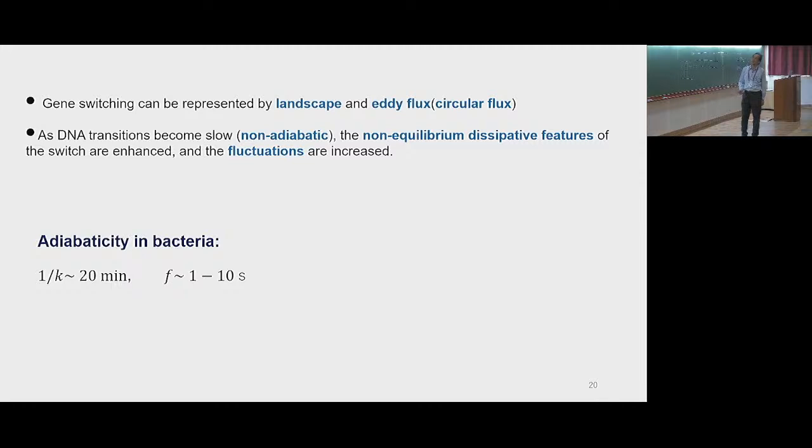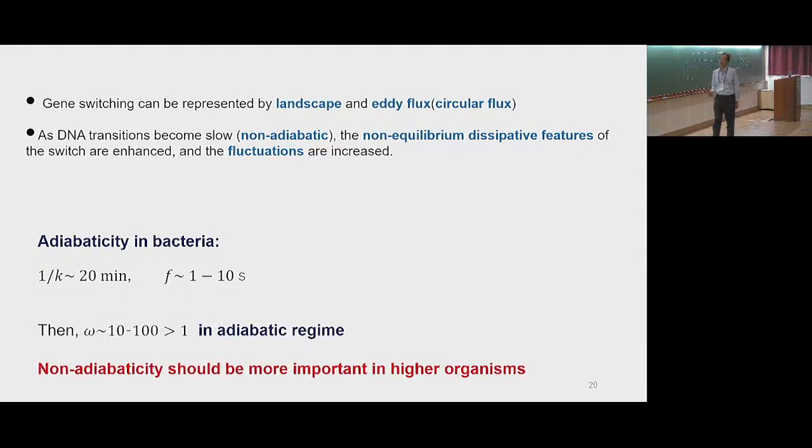In the bacterial case, we can see that the typical time length for the degradation of the proteins is similar to the cell cycle time scale, a few tens of minutes or so. And the unbinding rate, inverse of f, is about a second or seconds. So this gives omega much larger than 1. So it is natural to assume the adiabatic approximation in the bacterial case.